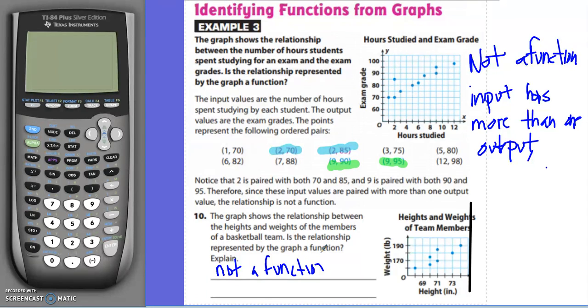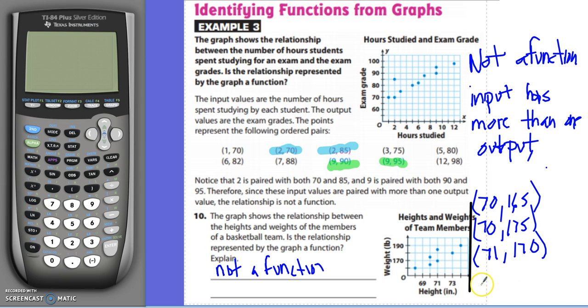Okay, the reason why it's not a function is because you have the ordered pair 70 and we'll say 165, and then it's also 70 and 175. So the input has more than one output. Also, we have the ordered pair 71 with 170 and 71 with 185. This is not a function.